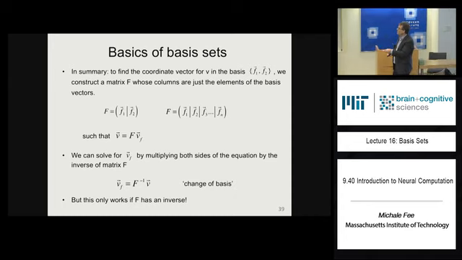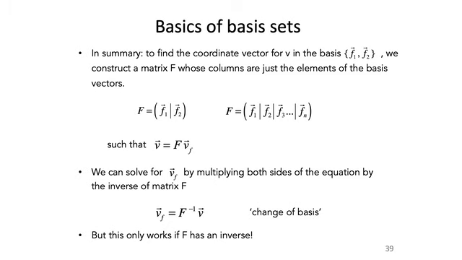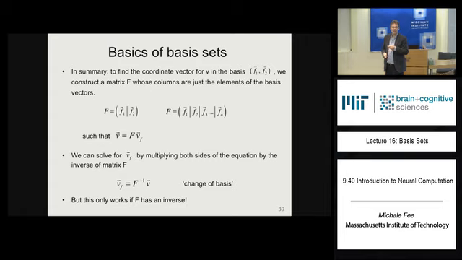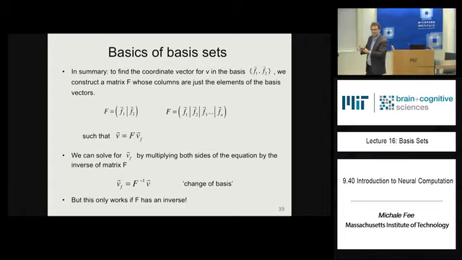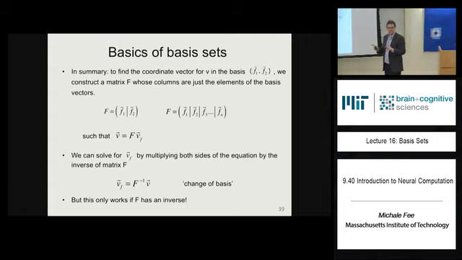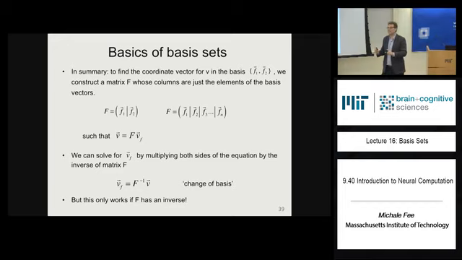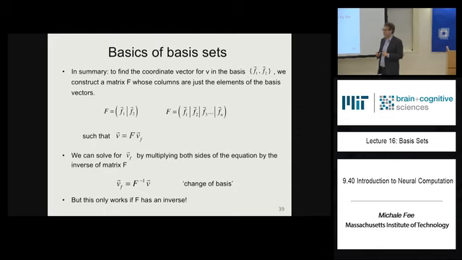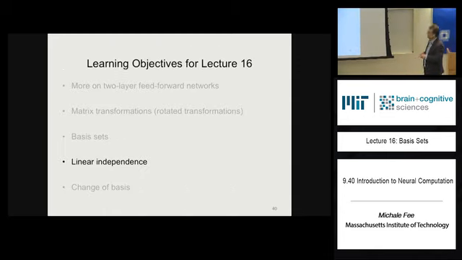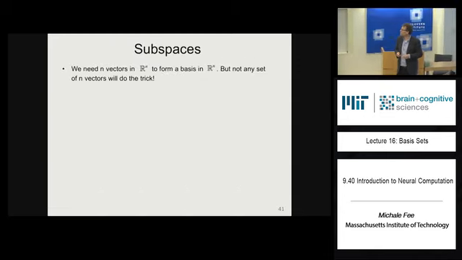Okay. Now, that only works if F has an inverse. So if you're going to choose a new basis to write down your vector, you have to be careful to pick one that has an inverse, all right? And I want to show you what it looks like when you pick a basis that doesn't have an inverse and what that means, all right? And that gets to the idea of linear independence.